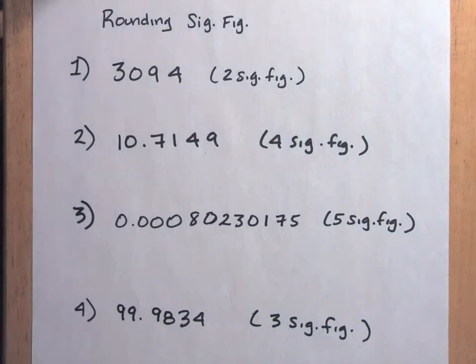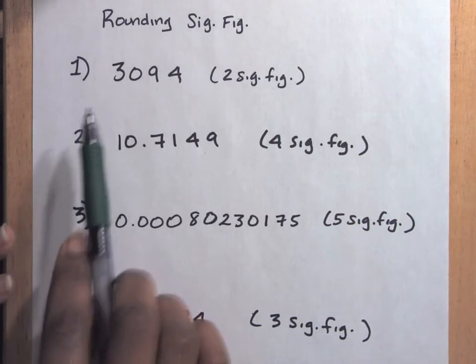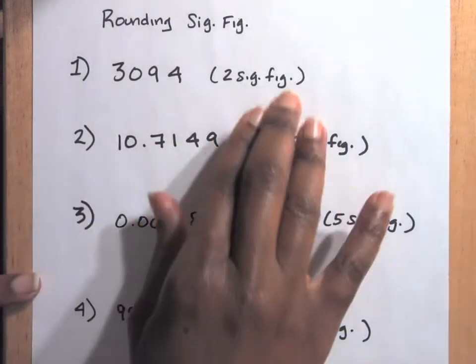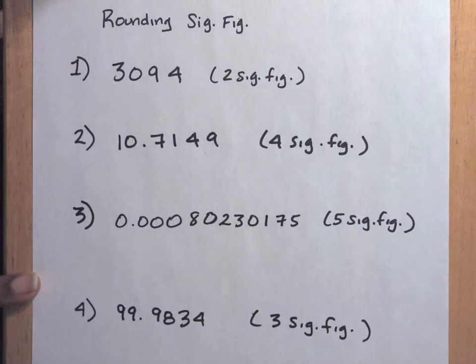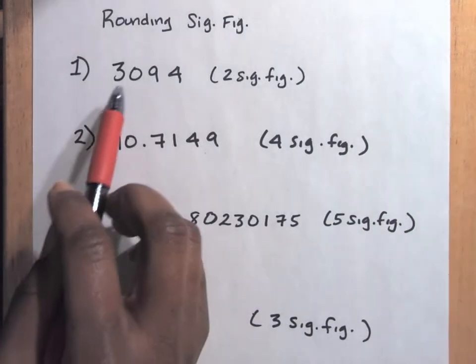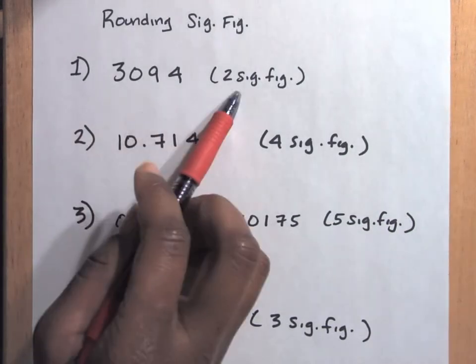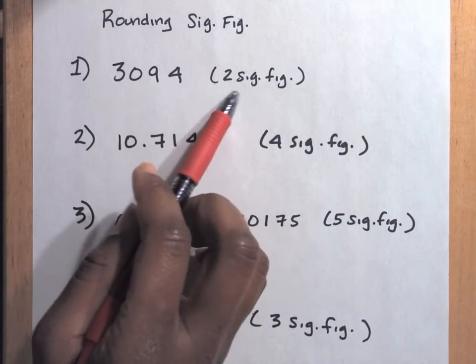In this video, I'm going to show you how to round your values to a certain number of significant figures or significant digits. This skill is necessary when, after performing a calculation, you are trying to report your answer in the least number of significant figures, and you'll be using this rounding skill to help you with that. So if we look at our first number here, we have 3,094. I want to round this to two significant figures.